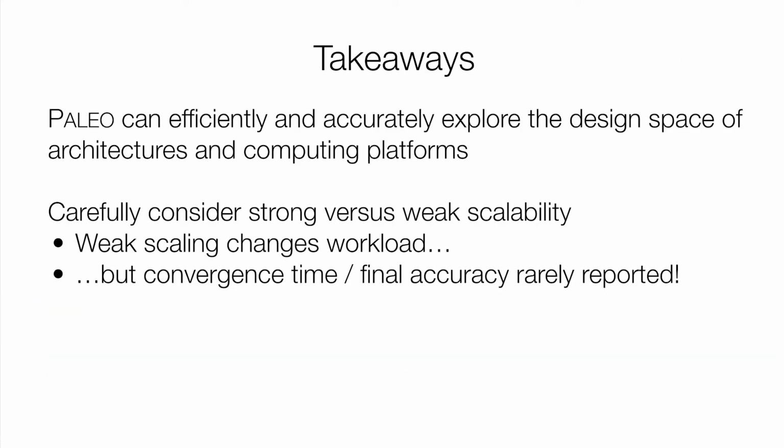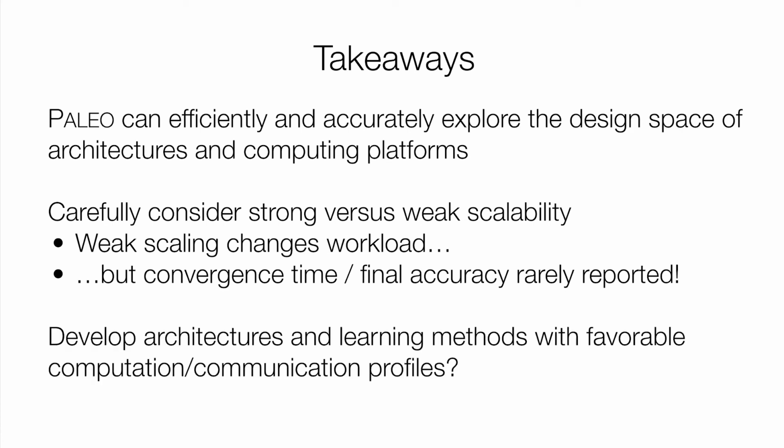Right, so what are the takeaways from PALEO? One, what is it? It's a performance model that can efficiently and accurately explore the design space of architectures and computing platforms. Second, I would caution you, when looking at scalability results for deep learning, to consider strong versus weak scaling, and more generally, to ask about accuracy results, not just time results. You want to make sure that the final accuracy is actually reported and matches what you would have gotten on a serial machine. I would also note, though, that I don't think that PALEO is a negative result. I think it's an interesting tool to search this design space, and what we really need are new architectures or learning methods that have more favorable computation or communication profiles.